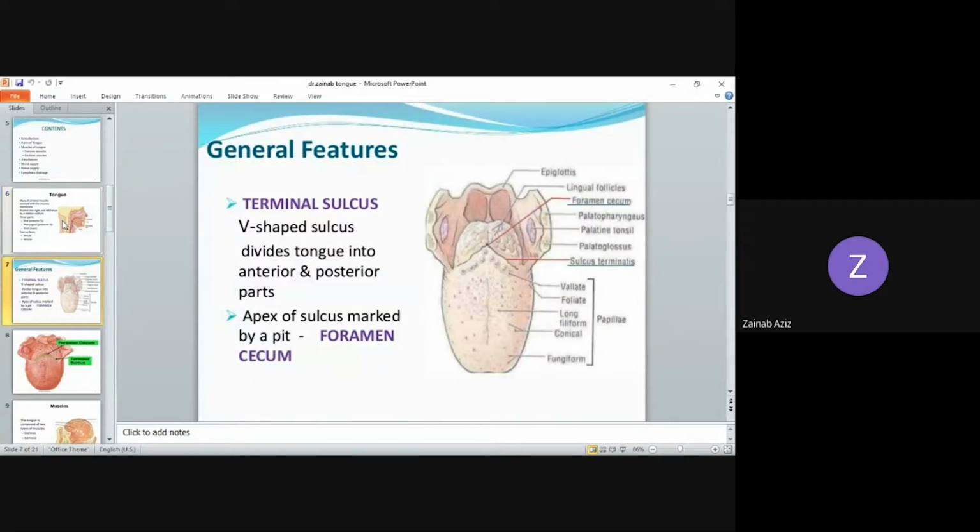So in general, basically, we have the terminal sulcus, V-shaped, as you see in the pictures. The V-shaped sulcus divides the tongue into the anterior 2/3 and posterior 1/3. And the apex of the sulcus is marked by a pit called the foramen cecum. Embryologically, it is a remnant. At the apex of the V-shaped sulcus, we have the foramen cecum.